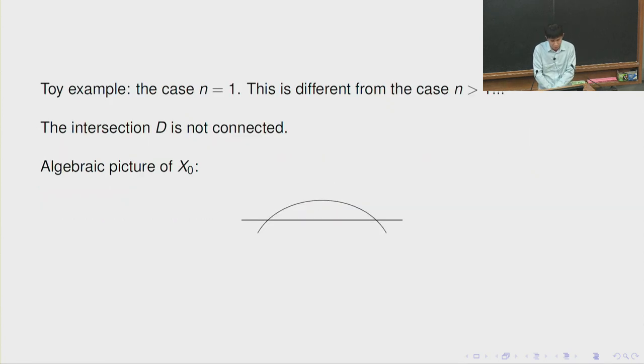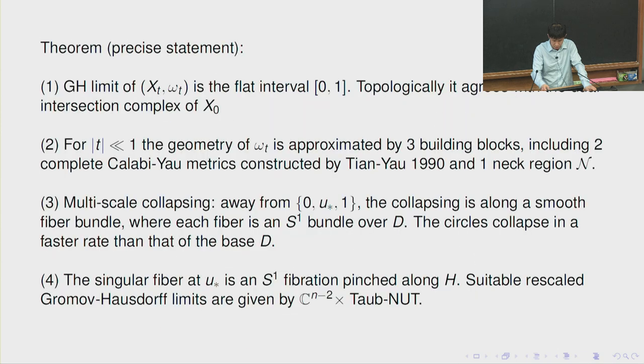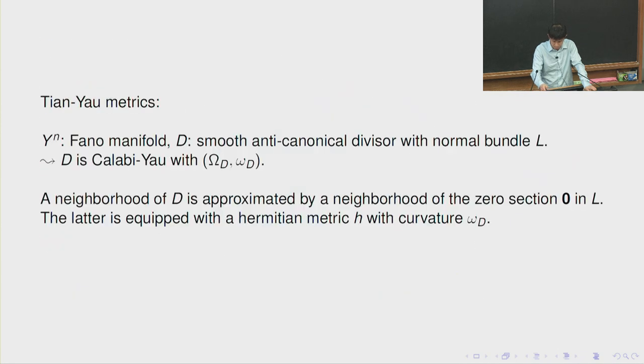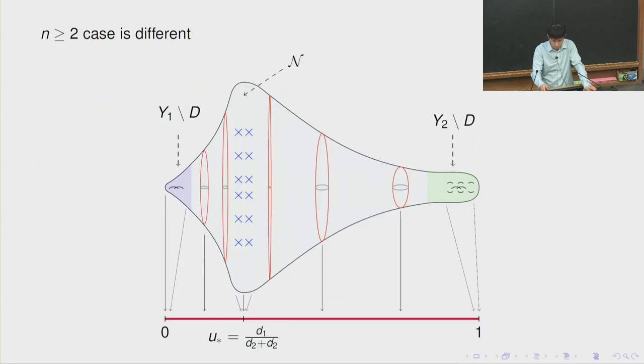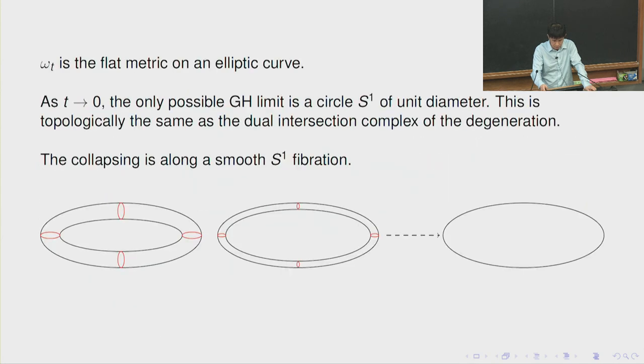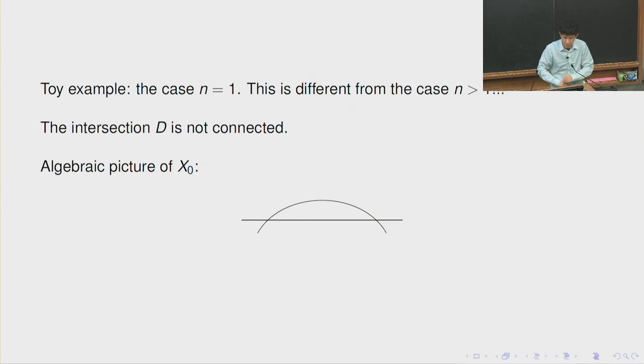A toy example is the case when n equals 1. As mentioned, this is different from the case when n is bigger than 1. Where's the picture? It's algebraic. Back. So here it's D, an intersection of the two components, but in n equals 1, these two components have two intersections. This D itself is not connected.